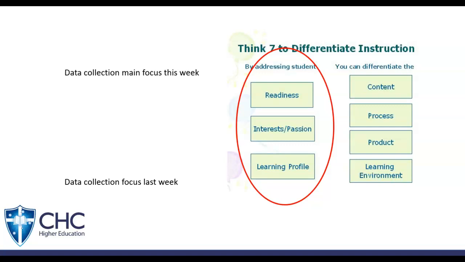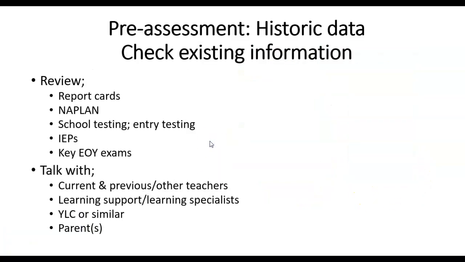And assessment for readiness, assessing and gathering data for the interest and passion, and gathering data for the learning profile, helps you then select the content, the level of content, the type of content, the format of the content, the strategies you'll use to engage in your class, what sort of outcomes or product do you want students to produce in a lesson and across the unit of work, and in some ways will guide your learning environment that you have. So let's go through some of that assessment again.